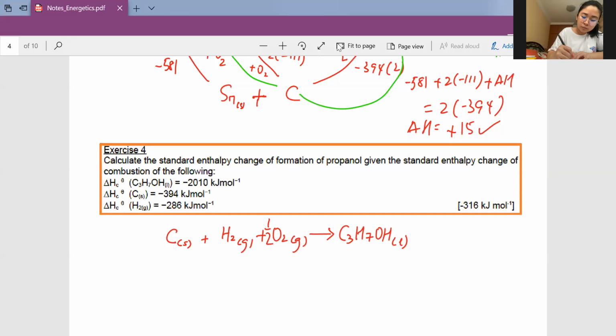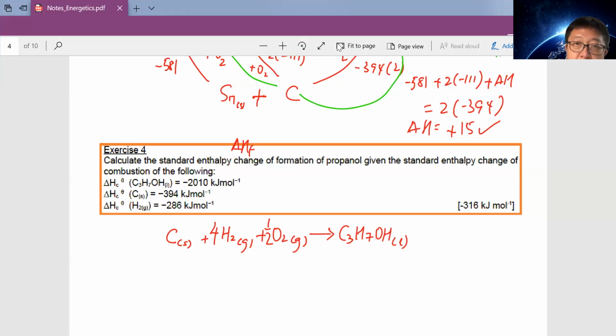Then you have 4 hydrogen here, right? So 8 hydrogen on the right, so this is a 4. You must get this first. This is what they are trying to ask you to find, the enthalpy H of formation. This is the enthalpy H of formation from the definition: 1 mole of propanol. Then the rest will come in already.